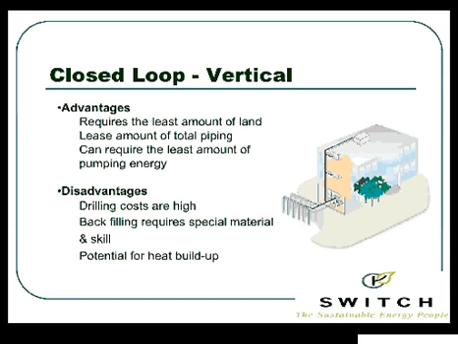I still got the spelling error because... least amount of total piping, right? The loop length is shorter on a vertical loop than on a horizontal loop, okay? Can require less pumping because, yeah, we got less pipe length, less pumping energy required. The pipe length is shorter because I'm going down further. I'm getting more stable earth temperature the further down I go, okay?